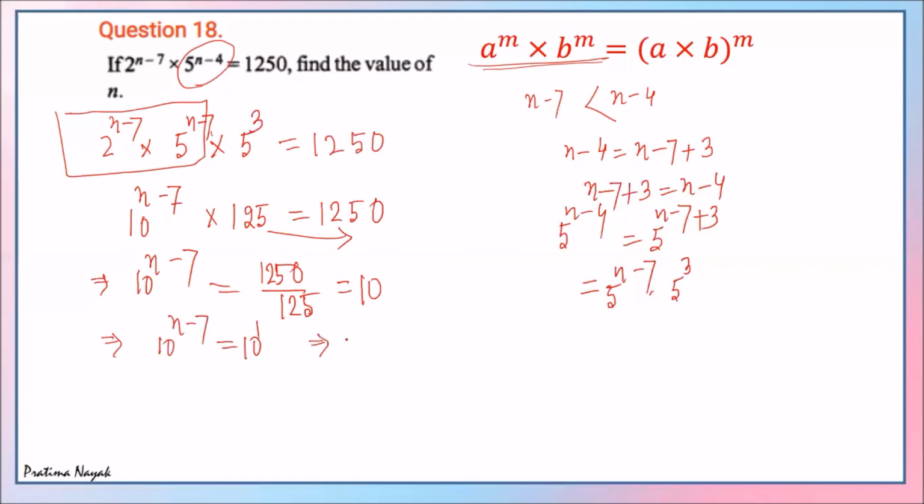Same base, so the exponents will be equal. n minus 7 is 1. So what is n? n is equal to 8. This is the answer of this question.